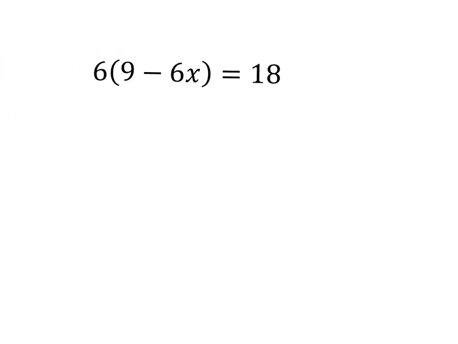All right, let's look at a couple more. So in this one, we have 6 times 9 minus 6x. So we'll distribute our 6 to both terms there. So we have 6 times 9 is 54, minus 6 times 6, which is 36x, is equal to 18.